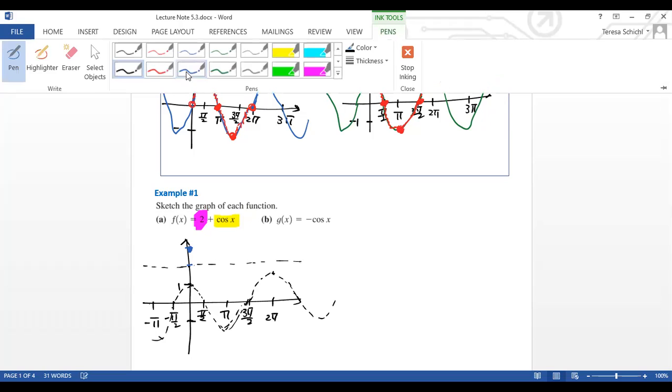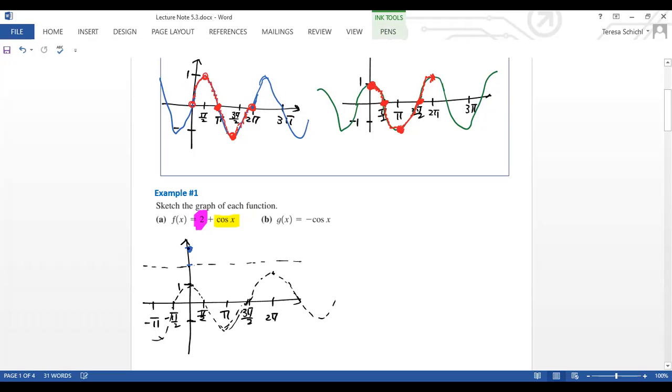Now let's take a look at your graph, moved up 2. When pi over 2 is 0, this one is going to 2, moved up 2. Pi is negative 1, so moved up 2, it's here. 3 pi over 2 is here. Then here, this is 1, 2, 3. That's why my function is going to look like this. If you continue, it will go like this. So you get a shift.